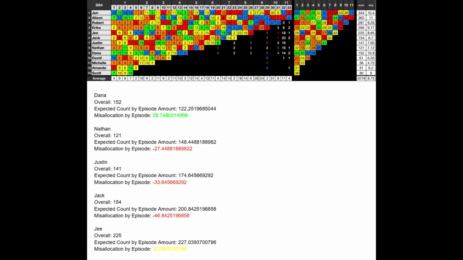Anyways, G has an overall diary room count of 225, and his expected count by episode amount is 227, meaning that he has 2 fewer diary rooms than he should have. But in general, this is a very balanced confessional count, all things withstanding.